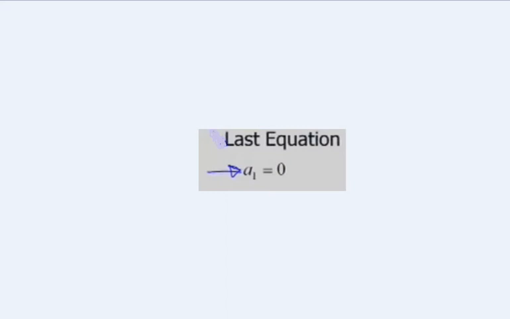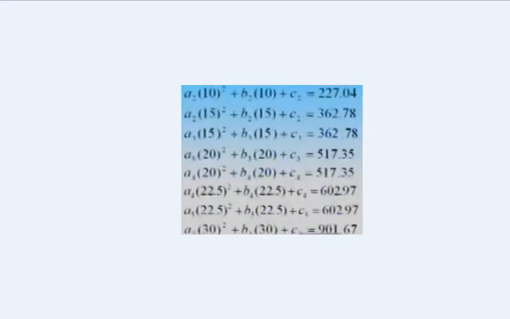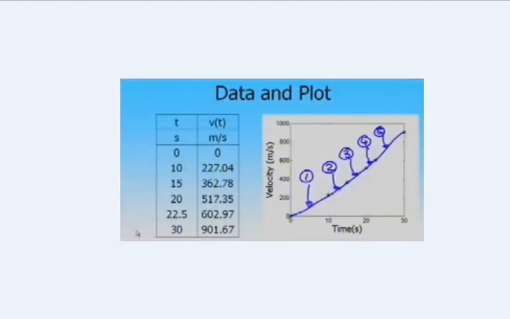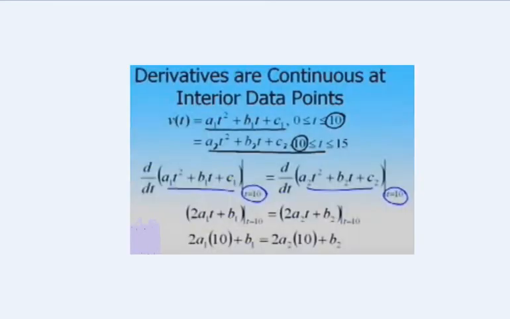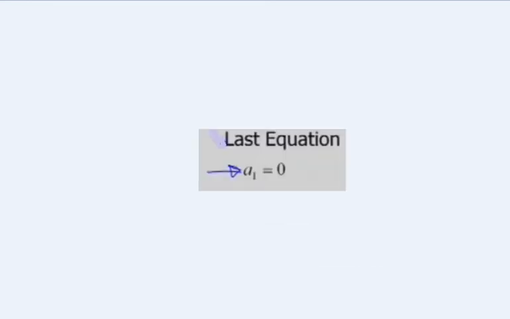For that one last equation, we are assuming that the first spline, sorry, we have to go really back, this first spline is a linear spline. We have to assume this to get our last equation. This means a1 is equal to 0. This is the last equation. These all combined make 15 equations.